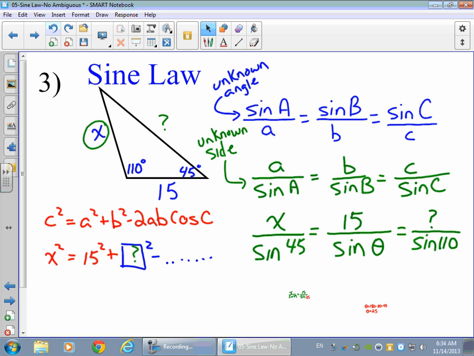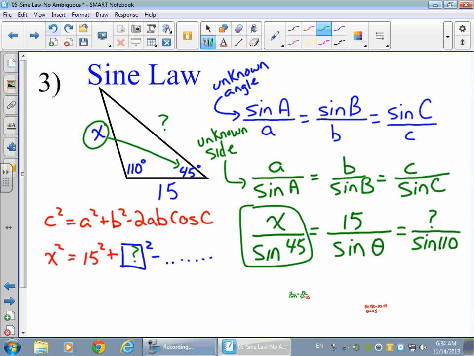So moving forward, if I have this x value, the x and the 45 across from it line up to give me the first part of my equation over here. And then the other side that I know is the 15, and it lines up opposite this unknown angle up here. For now, I'll label it theta. And so that's where this comes from.